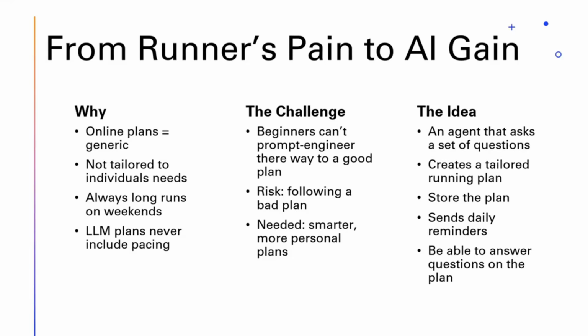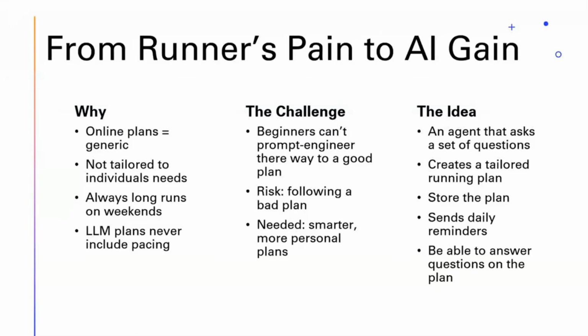So my idea was to build an agent that would ask you the questions that it needs to ask you about your goals and your pace and your schedule, create you a personalized running plan, store that plan, and then send you daily reminders on what your workout is for that day, and then maybe act as an AI coach as well that you can ask questions to about the plan. And I wanted to do all of this using a low-code, no-code approach.